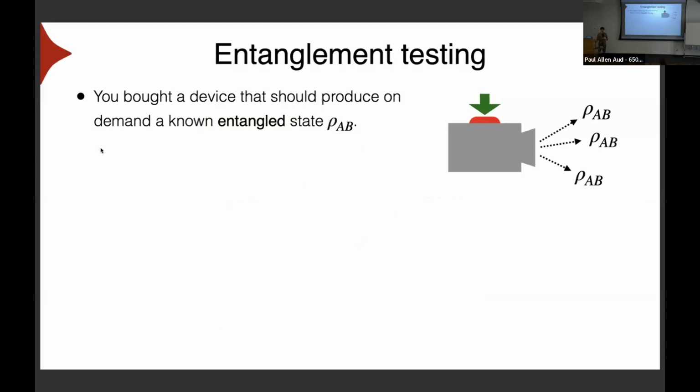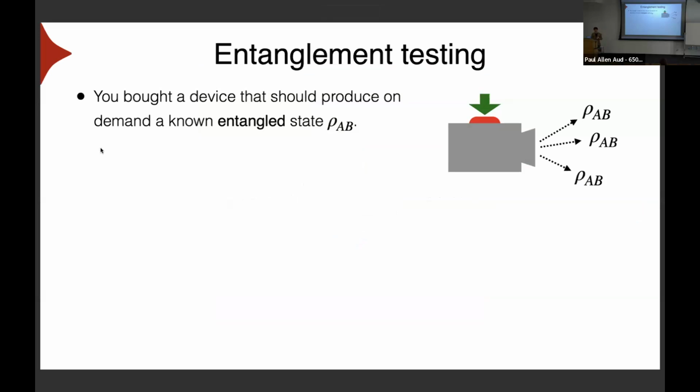So to explain why this result is so central, I have to start from this fundamental task, which is called entanglement testing, or that's the way I call it. So let's say that you bought a device with a big red button, and every time you press it, you're told the device produces a bipartite entangled state ρ_AB, and you're given the description of this ρ_AB. Okay, it's what's provided by the company that manufactured it.